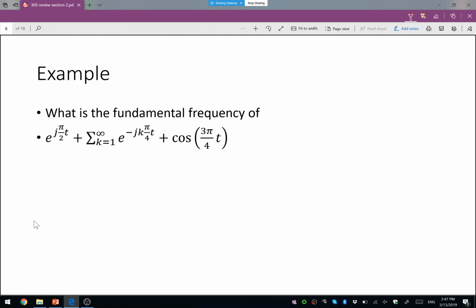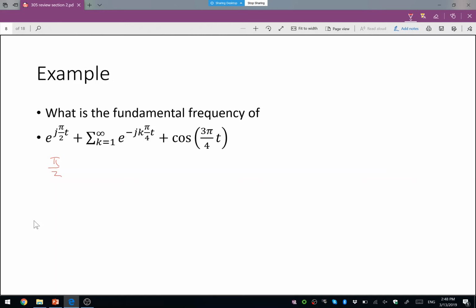Yeah, it's 5 or 4. So actually we can tell from these numbers, and let's try to do that step by step. We take the frequency of each element, and the first frequency is pi over 2. Even though this one is in the summation, each term in the summation is actually one part of the signal.